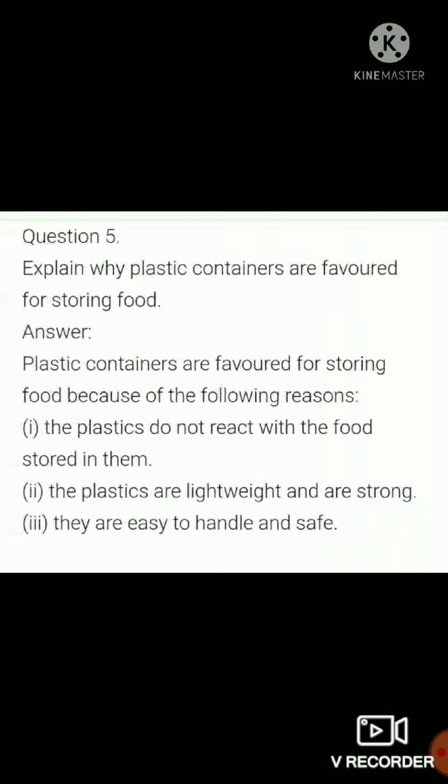Now question number 5. Explain why plastic containers are favored for storing food. So the answer is plastic containers are favored for storing food because of the following reasons. First, the plastics do not react with the food stored in them. Second, the plastics are lightweight and strong. And third, they are easy to handle and safe.